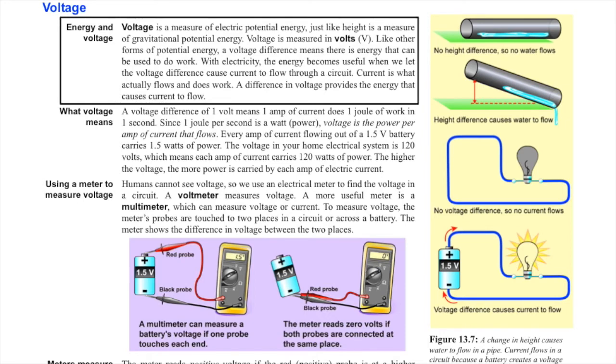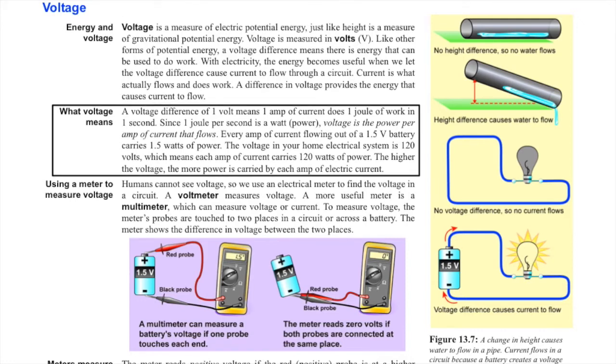Voltage. Energy and voltage. Voltage is a measure of electric potential energy, just like height is a measure of gravitational potential energy. Voltage is measured in volts. Like other forms of potential energy, a voltage difference means that there is energy that can be used to do work. With electricity, the energy becomes useful when we let the voltage difference cause current to flow through a circuit. Current is what actually flows and does work. A difference in voltage provides the energy that causes current to flow.